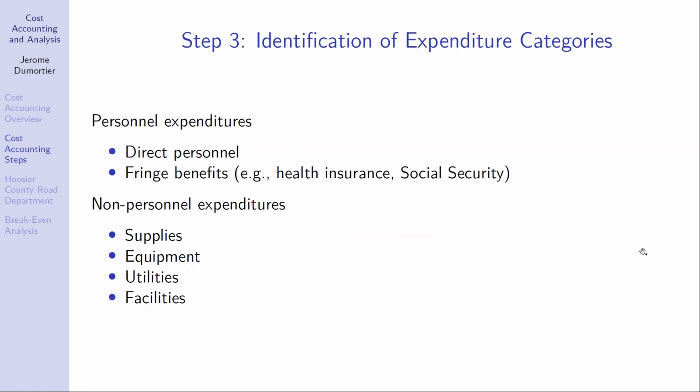Then in a third step, you have to identify the expenditure categories. Here we usually have two large categories. We have personnel expenditures that are direct personnel expenditures such as salaries, but we also may have fringe benefits. And then we have non-personnel expenditures that are associated with supplies, equipment, utility charges such as water, natural gas, or electricity. And also you may need to pay for the facilities. For example, if you are renting a space, then those would be non-personnel expenditures.